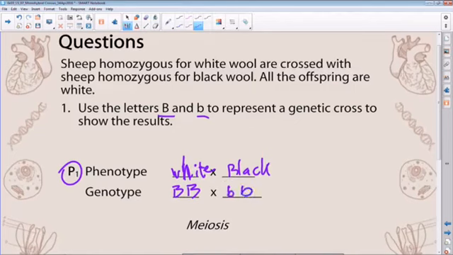Now, why didn't I use W? Can you remember? Okay, tell me what the difference is in the W's. You can't tell me, can you? That's why we use the B, the capital B of the black.